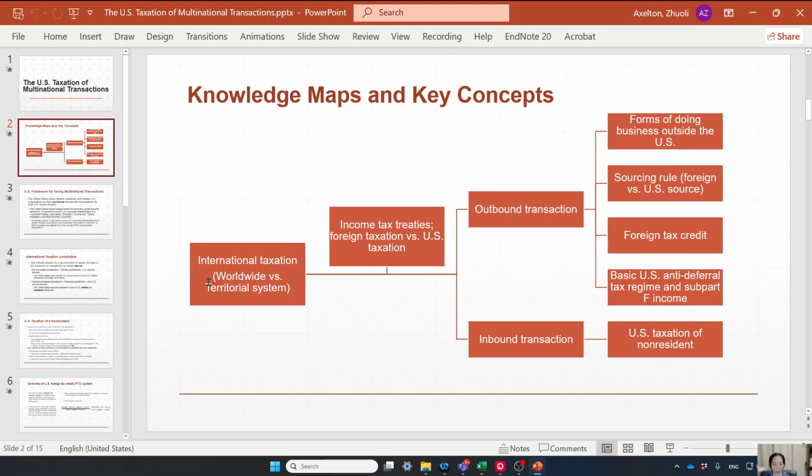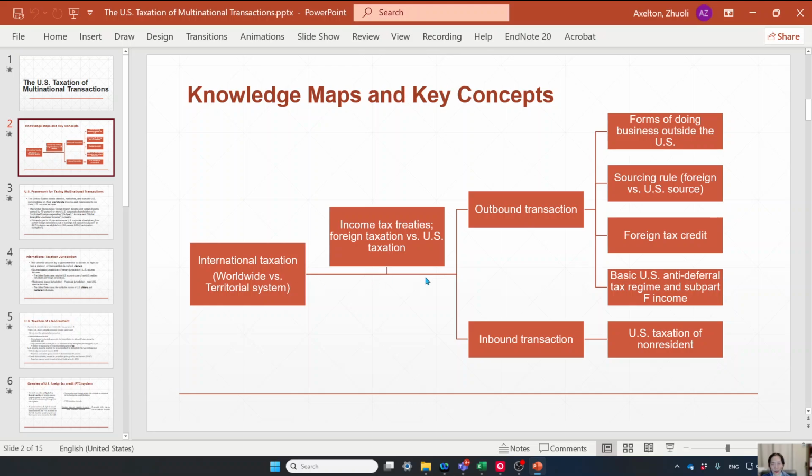When we talk about international taxation at a global level, a lot of countries are actually functioning under the worldwide tax system. In other words, the tax resident of the country will be taxed on worldwide income, versus a territorial system that only taxes their tax residents for the income earned in that jurisdiction. For the US, it is definitely functioning under a worldwide system. So that means any tax resident in the US will be taxed on their worldwide income.